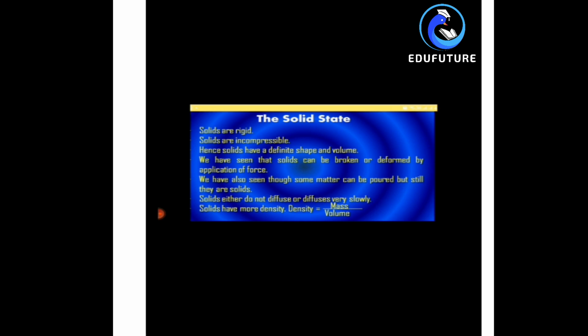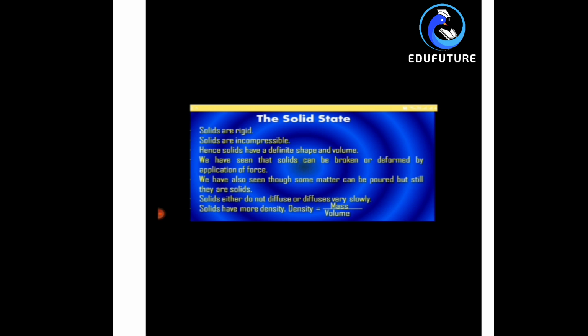We have seen that solids can be broken or deformed by application of force. An easy example is chalk. Chalk is something which you can easily break using your hands, right? So that means solids can be broken or deformed by application of force. We have also seen that some matter can be poured, but still they are solids, for example salt. Salt, in spite of being a solid, can still be poured. So this is an exception.